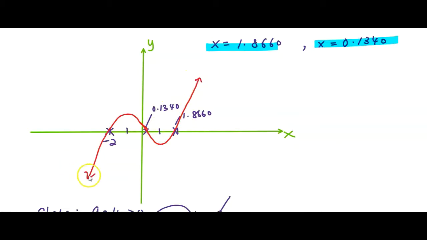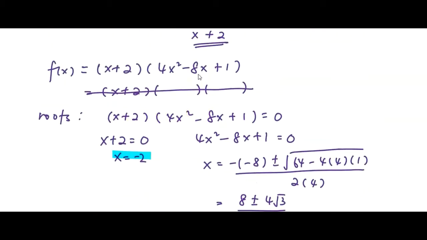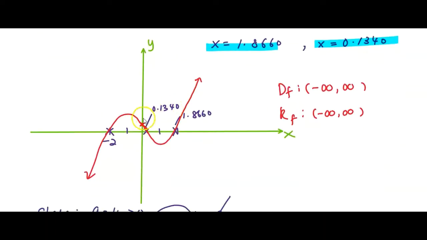So the domain is all the real numbers and the range is the same, all the real numbers. And there's one important point in the graph that you might need to know, that is your y-intercept. So substitute x equals 0 into the function, and you get 2 multiplied by 1. So the y-intercept will be 2. Now we can label this as y equals f(x) and get the domain and range.